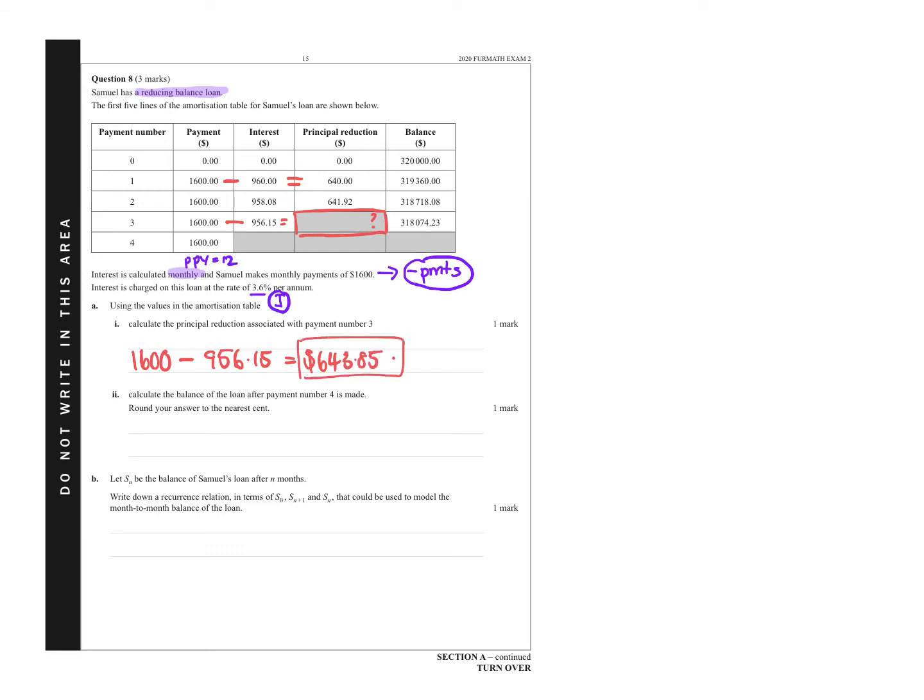Okay. Calculate the balance of the loan after payment number 4 is made. So this second question here, payment number 4, the balance. So we're looking for this spot here. Now, this spot here is generally found by doing, this one is always the balance before minus the principal reduction.